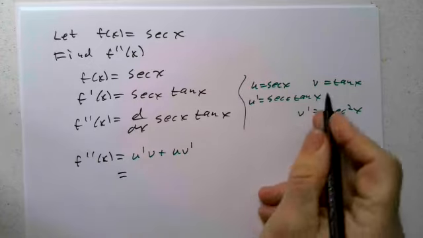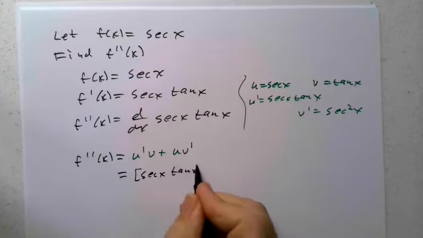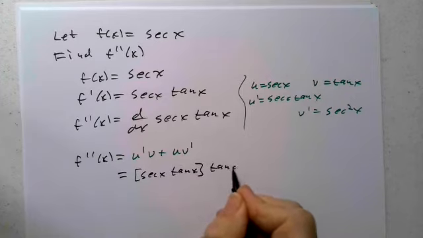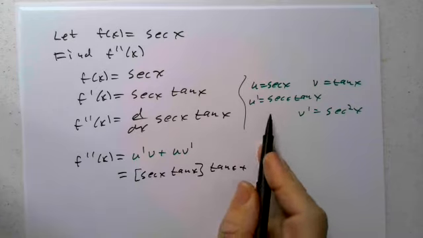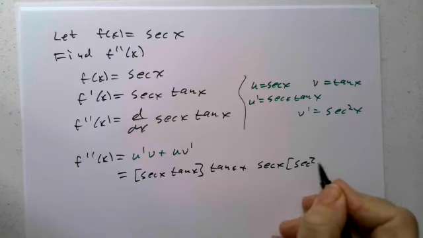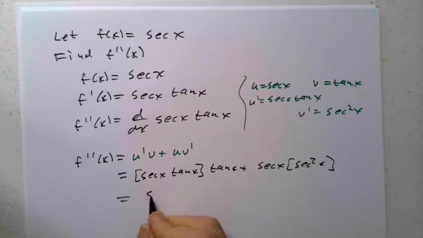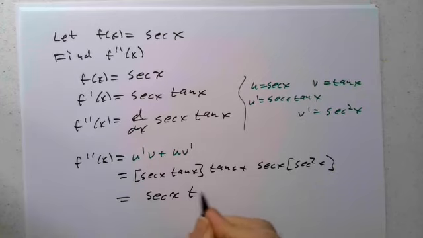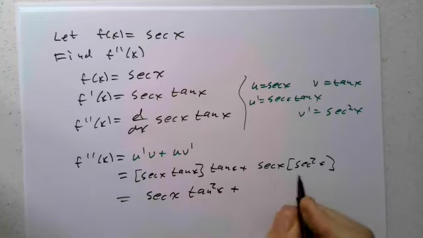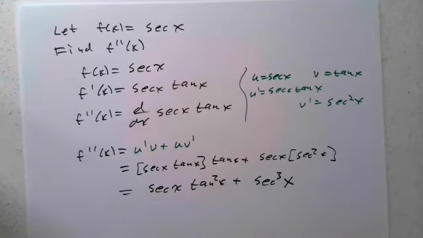Which is going to be what? u prime v: sec tan times tan, plus u v prime: plus sec squared. So we get sec tan, that's sec tan squared, sec x tan squared x, plus sec cubed x. Now, there's nothing wrong with this answer. That would be the second derivative, but we might want to rewrite this.